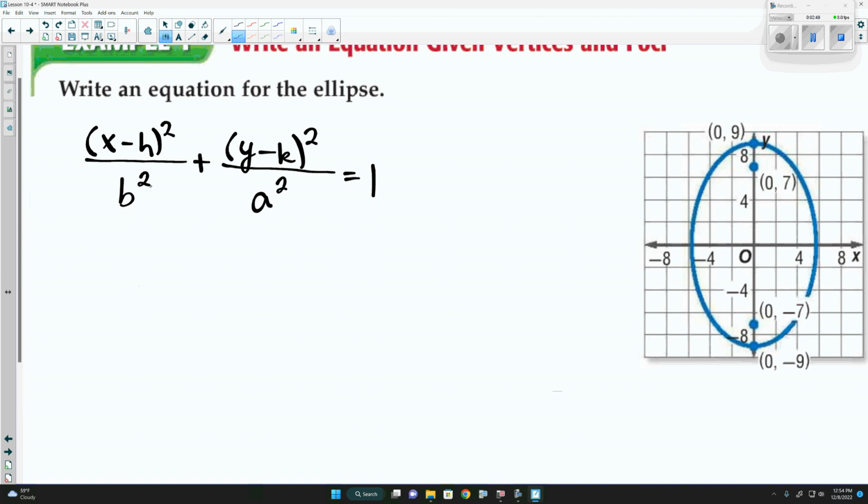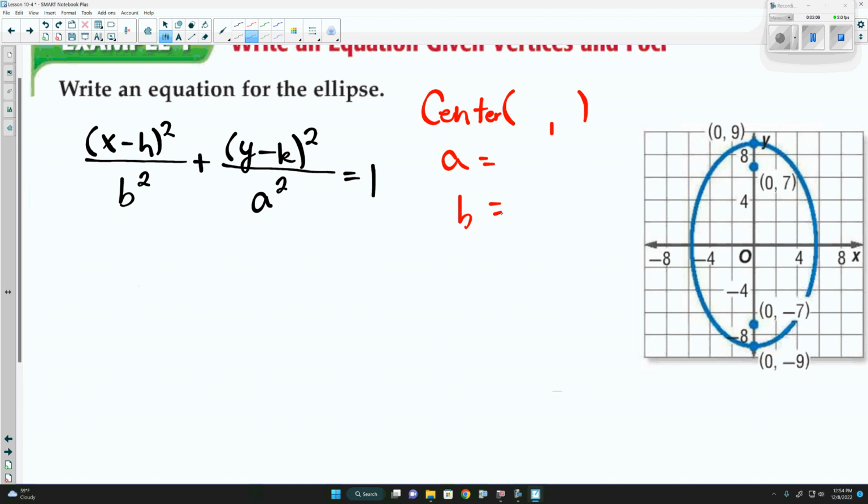Questions on this here? So we have the equation. Now the piece of information we need is the center. We need to know the location of the center, the value of A, and the value of B, because if we have these three pieces of information, we can get the equation.